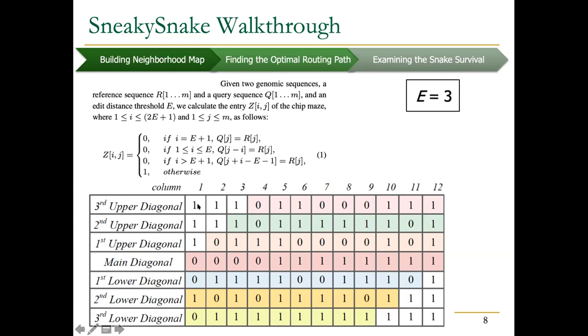It's 2e plus 1. What is e? It's the distance threshold. So 2e plus 1. And here we define e as 3. Then we have 7 rows. So 7 rows times 12 columns. Anyway, assume we have this matrix, this binary matrix.